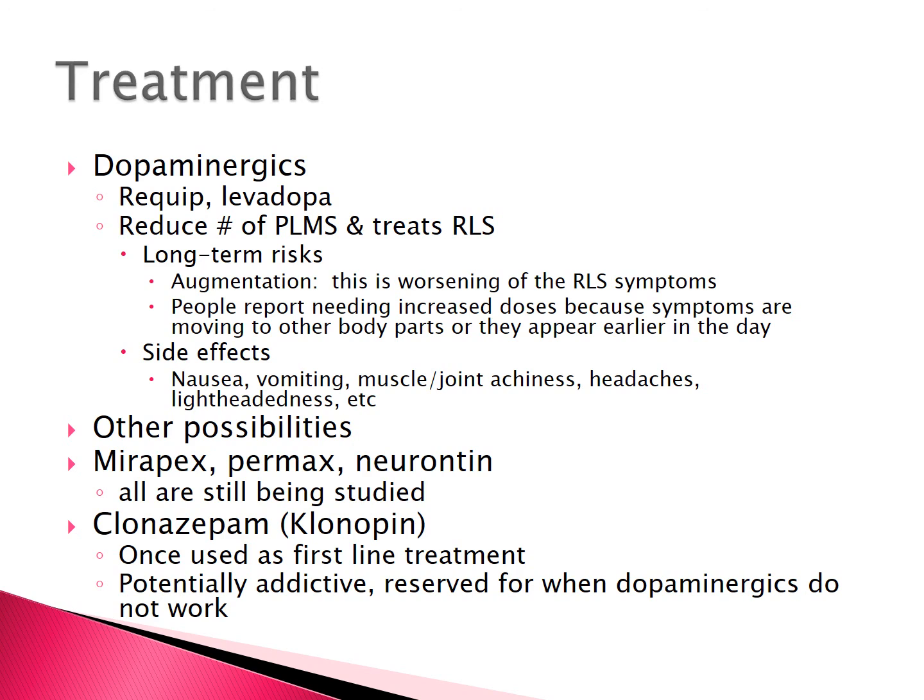Other possibilities to treat, though, are Mirapex, Permax, and Neurontin. All of these are still being studied, but they have been found useful in certain groups of people. Clonazepam or Klonopin is commonly used. This used to be the first-line treatment. However, it has some potentially addictive properties, so it's only reserved for when dopaminergics do not work. So dopaminergics have become the first-line treatment. Let's go on to our next slide.